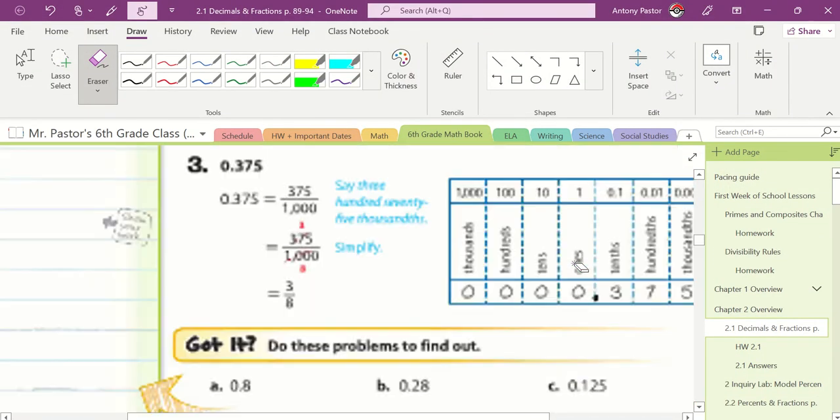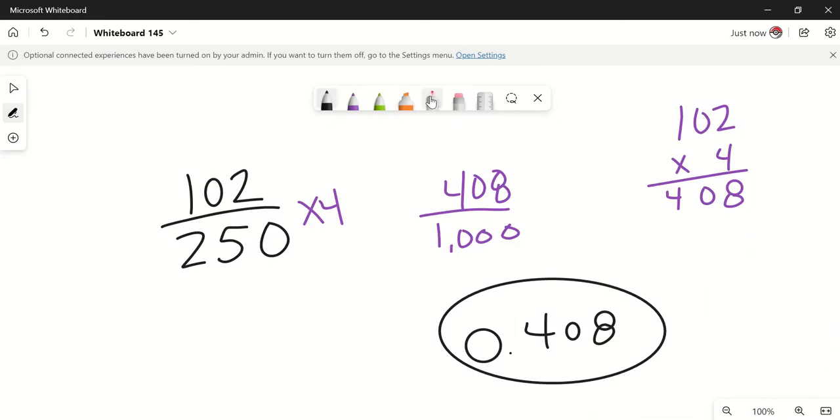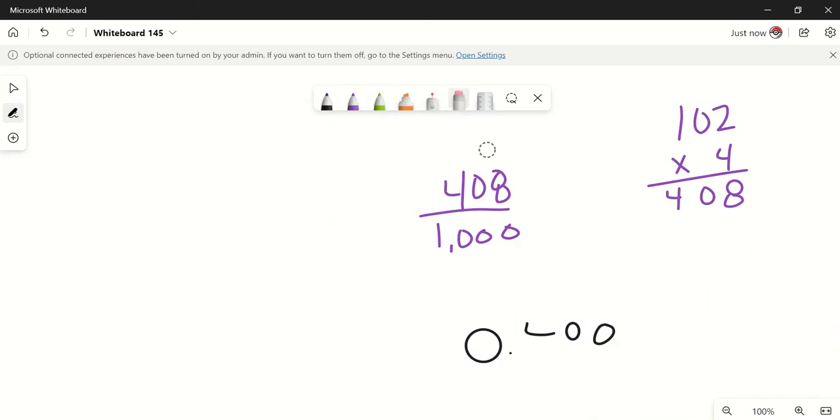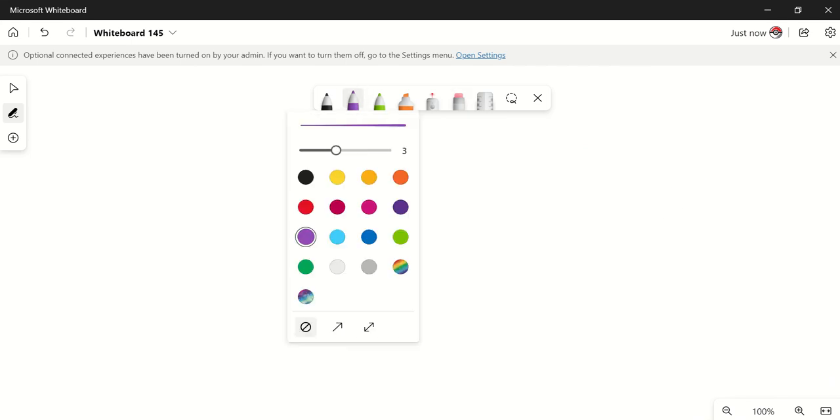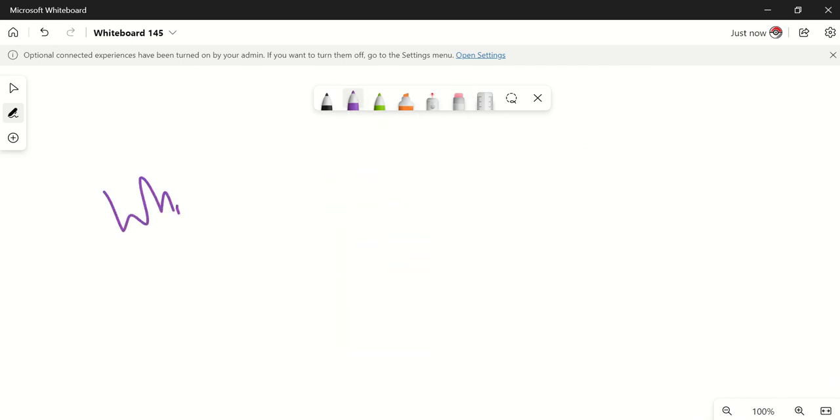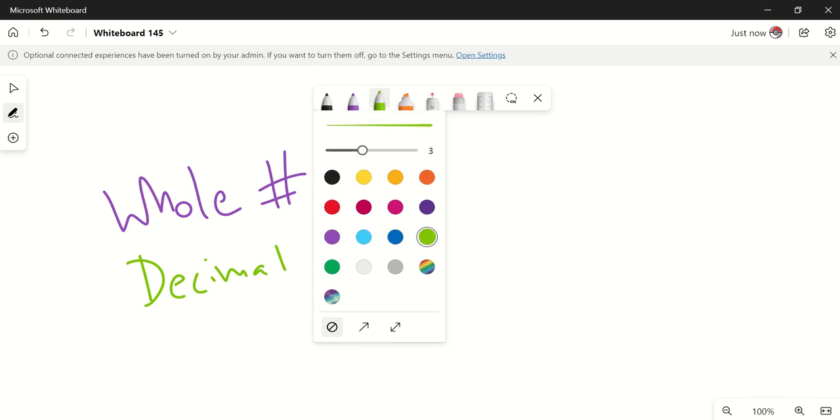Again, recapping what we've talked about, they want us in this lesson to learn how to write decimals as words. So again, we look at whole numbers. We look at the decimal. And then we look at place value.